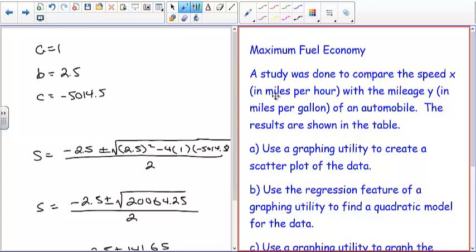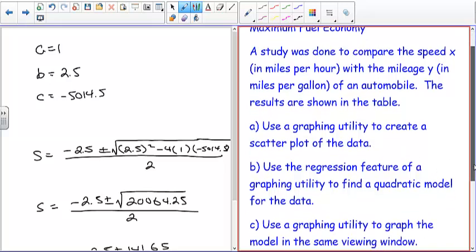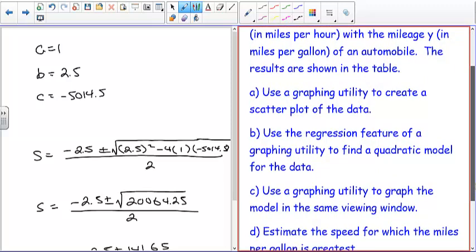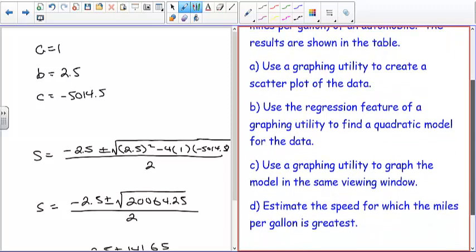Okay, the next one, a study was done to compare the speed in miles per hour with the mileage of an automobile. The results are shown in the table. Use a graphing utility to create a scatter plot of the data. Use the regression feature of a graphing utility to find a quadratic model for the data. Use a graphing utility to graph the model in the same viewing window. Estimate the speed for which the miles per gallon is greatest.